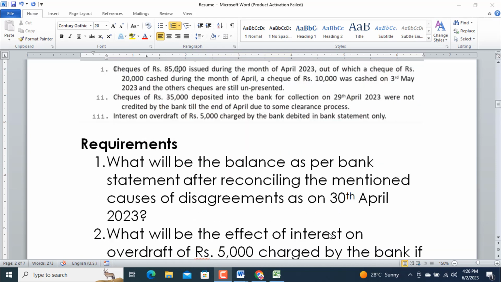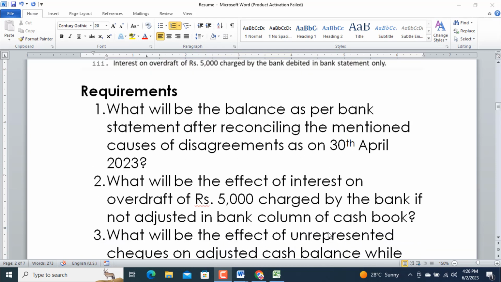Now move to the requirements. First requirement: what will be the balance as per bank statement after reconciling the mentioned causes of disagreement as on 30th April 2023. You are going to determine the balance as per bank statement after reconciliation of the two statements based on the information given in the question.